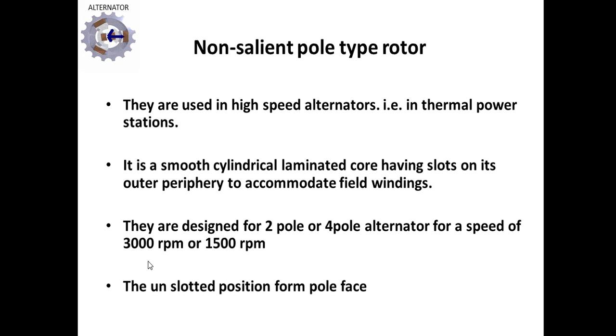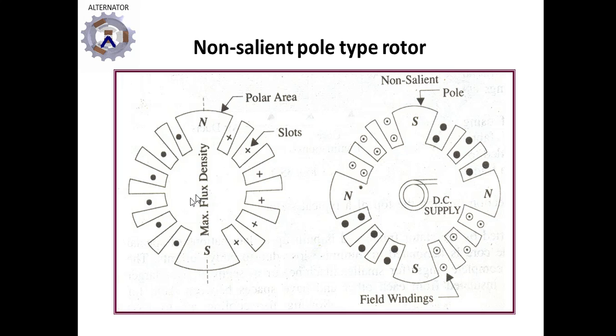The field winding is placed in between the slots, and the DC excitation will be through the brushes. In the salient pole it is through the brushes, but here the DC supply is given directly to the cylindrical type.